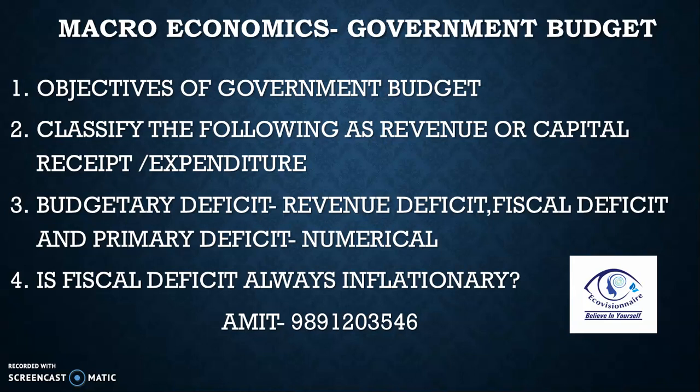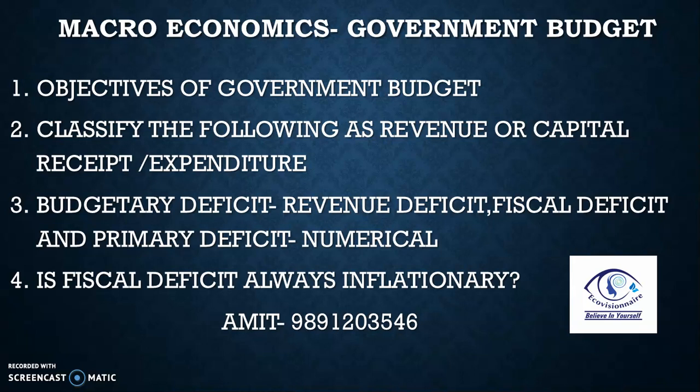Coming to the very easy part, that is classifying the following as revenue or capital receipts or revenue or capital expenditures. These are the only things you have in a government budget. Inflows are called receipts and outflows are called expenditure. So it's very easy to understand: where we have asset or liability status disturbed, it can either be a capital receipt or a capital expenditure. And when there is no asset liability involved, it is revenue in nature.